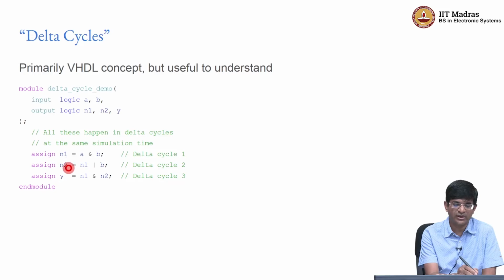First n1 gets evaluated, then n2 gets re-evaluated, then y gets re-evaluated. Each of those is happening within deltas and all of them effectively happen at the same time instant, but in sequence one after the other. So the notion of delta cycles can be useful to sort of understand how these things get ordered. That's the main thing to keep in mind.